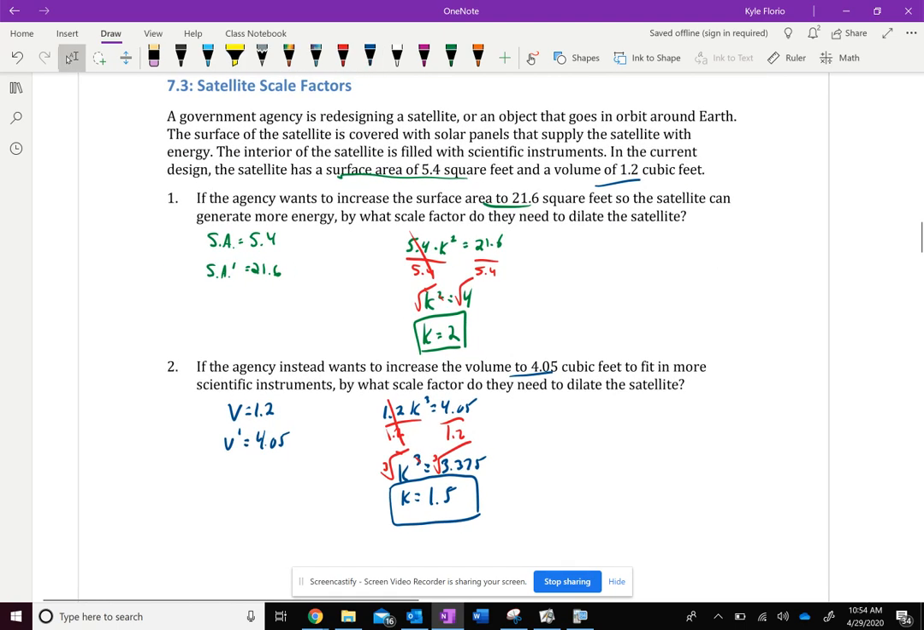Anyways, that's it. The main point of this lesson is really just, if I can know what the original and new volumes are, or the original and new surface areas are, can you go backwards and tell me what the scale factor is?